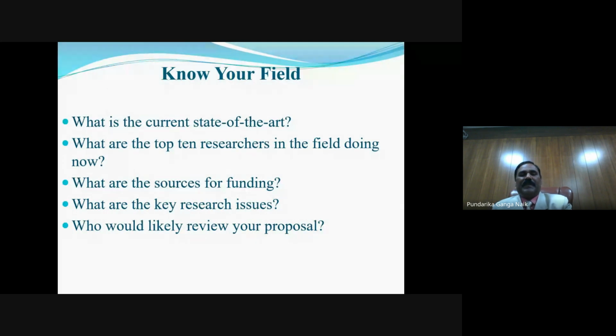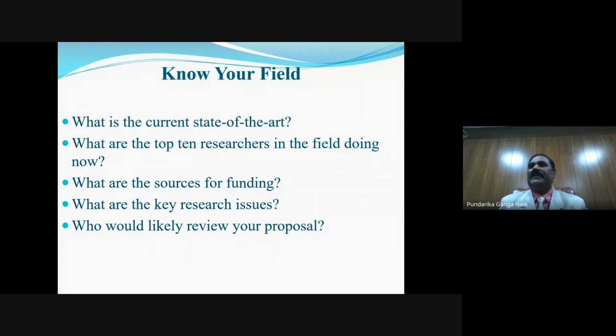You must have a clear idea who is going to fund this kind of research work or research project, and what are the key research issues in the chosen field. You must understand this by collecting a lot of information through various sources. And finally, who would likely review your proposal?